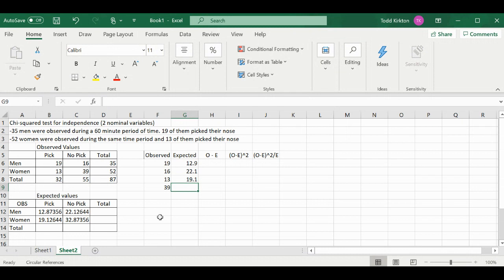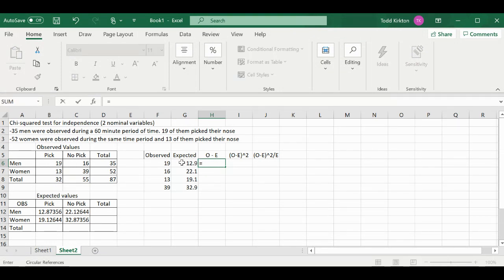And the one that goes with 39 is 32.9. So what chi-squared does is it says this is what we saw, the observed. This is the expected. This is what we should have seen based on the proportions of men and women, and so we're looking at that observed difference. It's kind of like a variance.